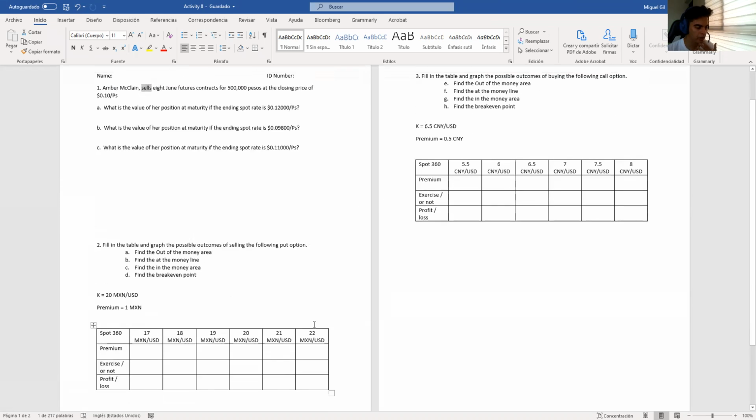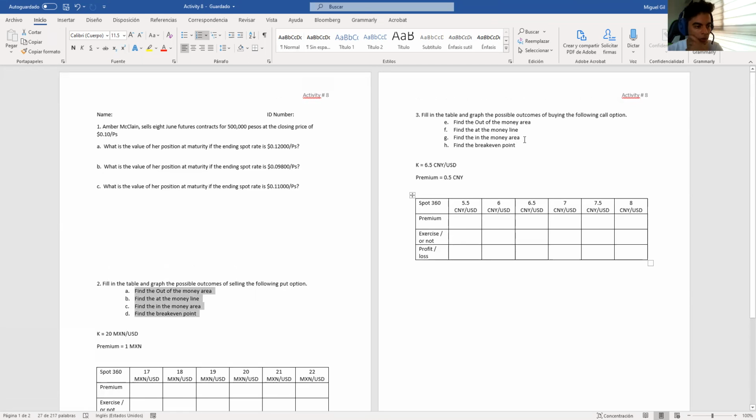Exercises 2 and 3 are about options. In these exercises, you are going to do the table that I showed you on the video about options. Just be careful because on the second exercise, you are selling a put, okay? Sell put. So you are going to do sell put, and you are going to draw the graph and identify all of this: out of the money, in the money, at the money, break-even point. And the same for this one.